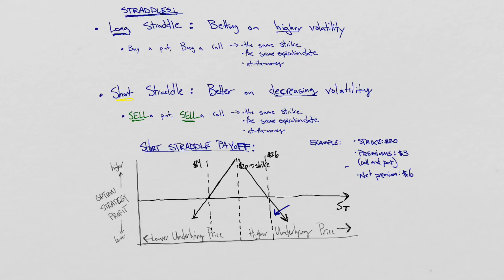So that's why I say the short straddle is more risky than the long straddle, because with the long straddle, the most you can lose is the premiums. But with a short straddle, the most you can lose is unlimited. It's unlimited because the price itself can go as high as it ever will. There's no limit on how high the price can go.